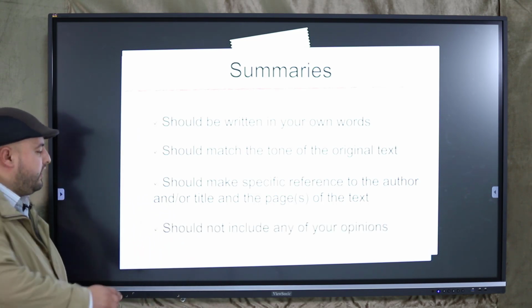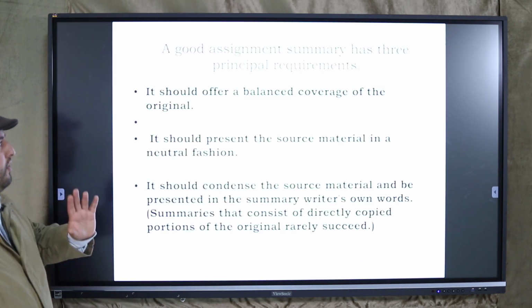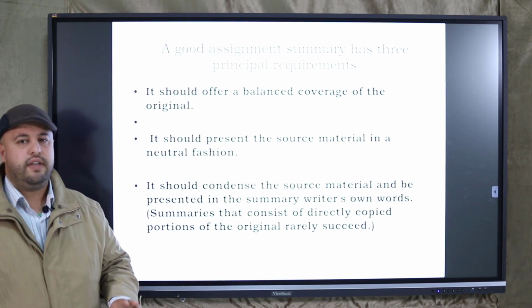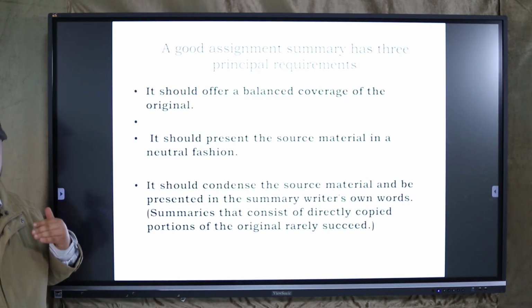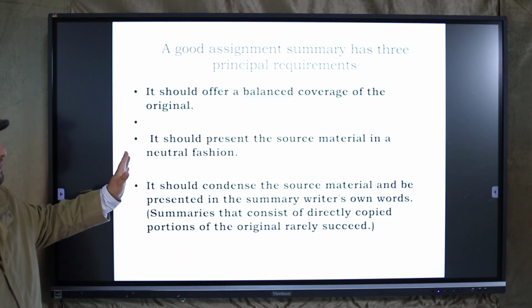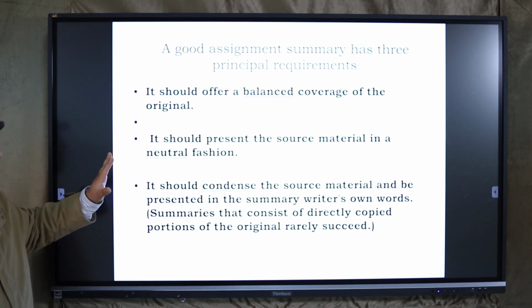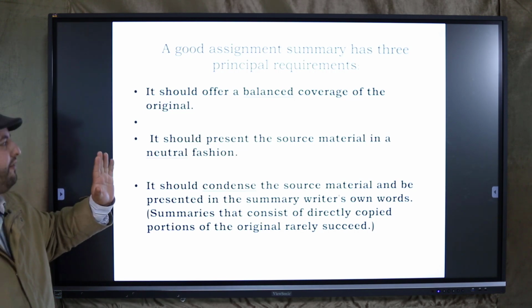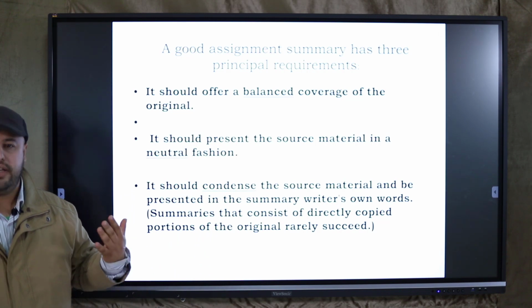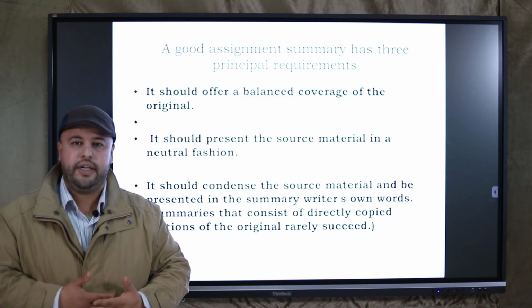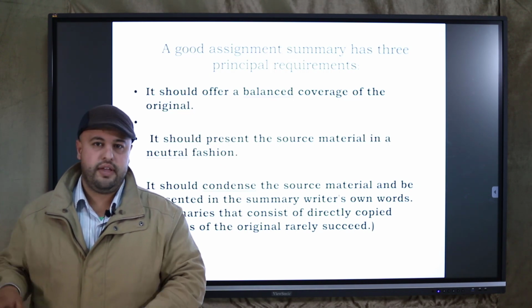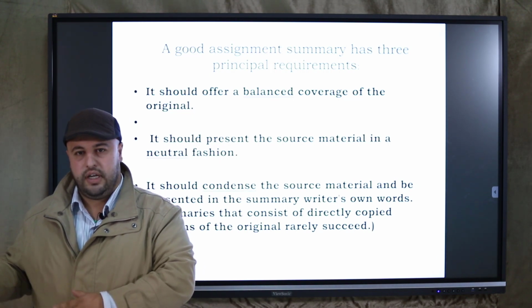The next thing that you have to know, now of course, we are going to see the most significant requirements or guidelines for writing a summary. Of course, the first requirement: the summary should offer a balanced coverage of the original. You have to make a kind of balance, a kind of parallelism between your summary and the most important details that have been transmitted in the text.